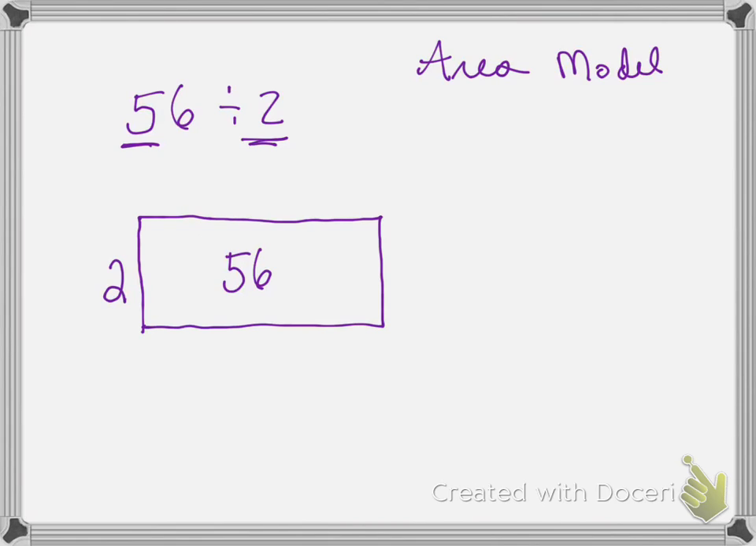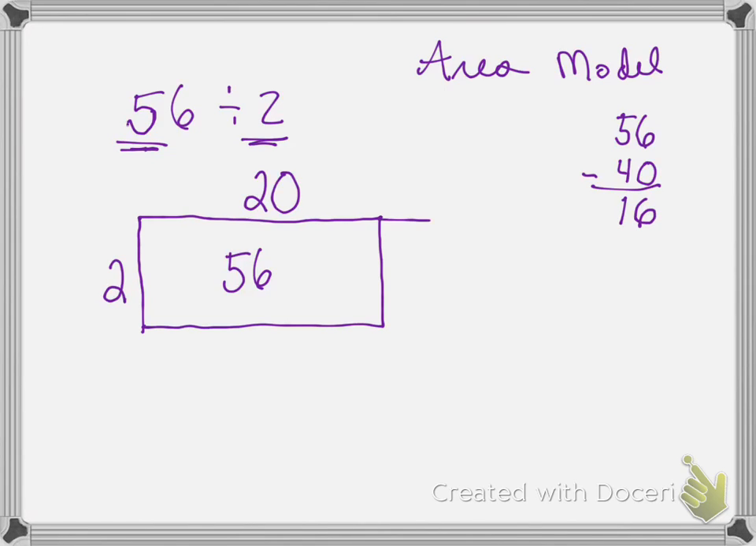So 2 times what, if we count by our tens, would give us close to 50? And that would have to be a 20, because 20 times 2 is 40, and that's close to 50. But if we went to 30, 30 times 2 is 60, and that would be going over the 50. So this is why 20 works. But 20 times 2 is 40, so we have to figure out our other part of our rectangle. 56 minus 40 is 16.